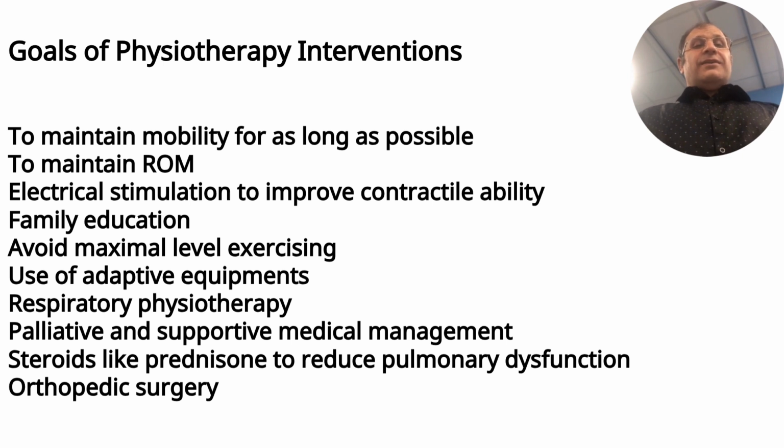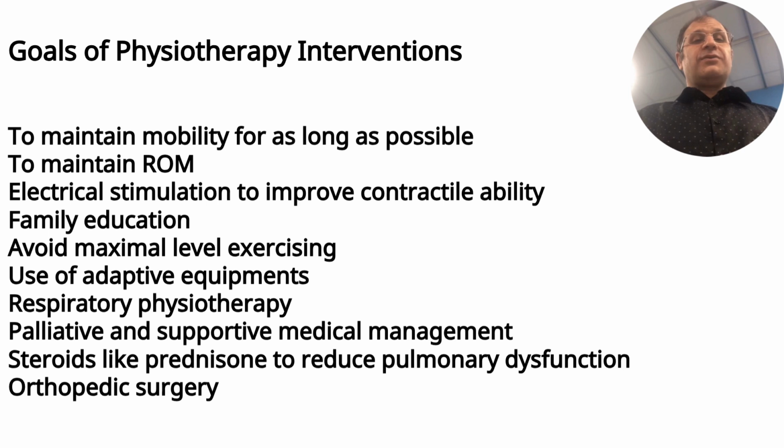3. Electrical stimulation of muscles in younger children has shown a potential to improve contractile ability. 4. Parents and family members are educated and supported sensitively. 5. Avoid exercising at maximal levels, as this may cause injury to muscle tissue. 6. The use of adaptive equipment is supervised as needed. 7. The disease is progressive, leading to respiratory insufficiency and death in young adulthood. 8. Palliative and supportive medical management.